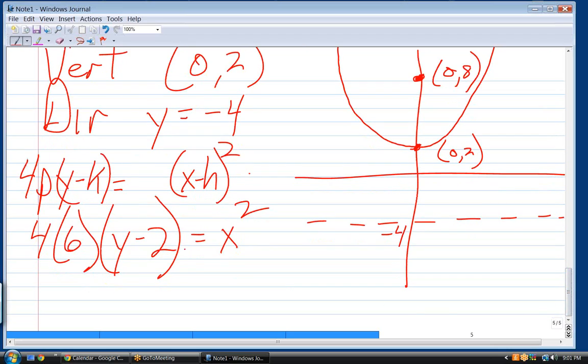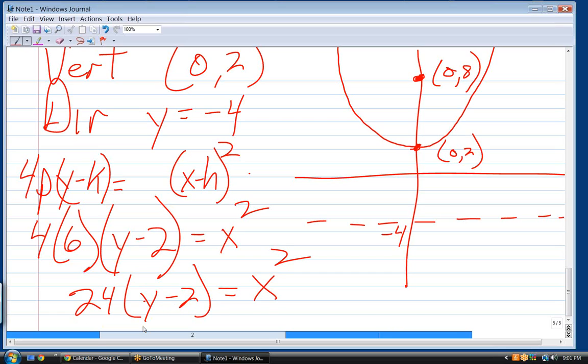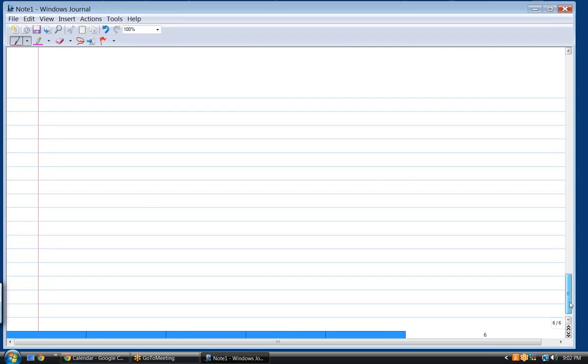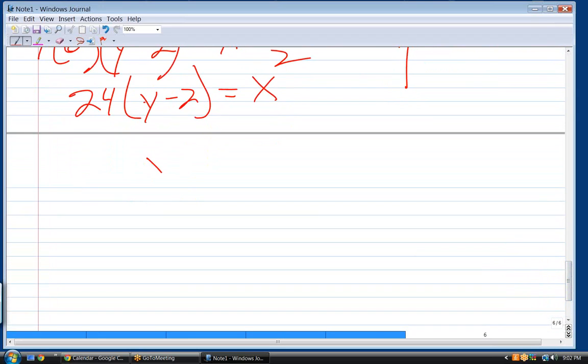And you can leave it like this. There's nothing wrong with giving that as an answer, unless they specifically say solve it for y or something, and then you'd have to algebraically solve this for y. So, my teacher has the answer here as y minus 2 equals 1 over 24x squared. Well, notice all we have to do is divide by 24, and we'll get that. That's true. So it's all the same thing, just different ways of expressing it.